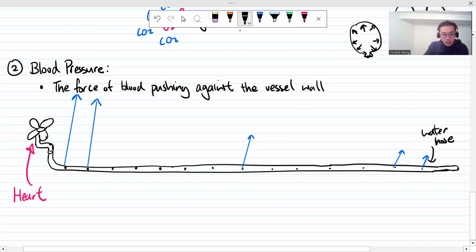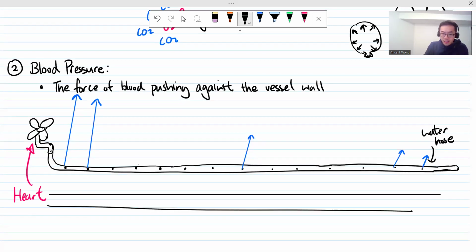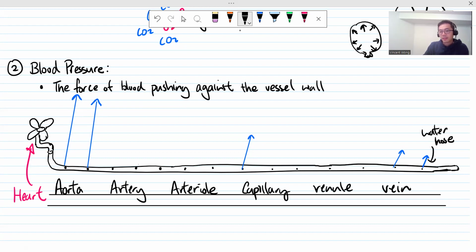Okay, and then the heart is connected to a bunch of blood vessels, right? Starting with the aorta, and then you're gonna have some artery, some arterioles, and then capillary, venule, and then veins, right? Again, we wrote this down last class, which I just did in a circle last time because eventually you go back to the heart, right?